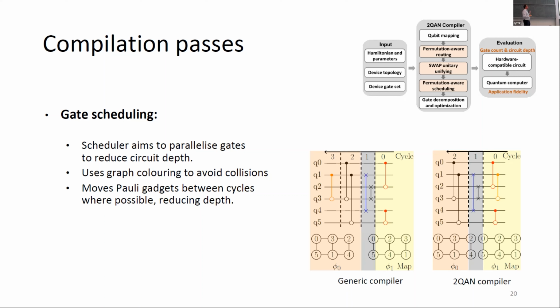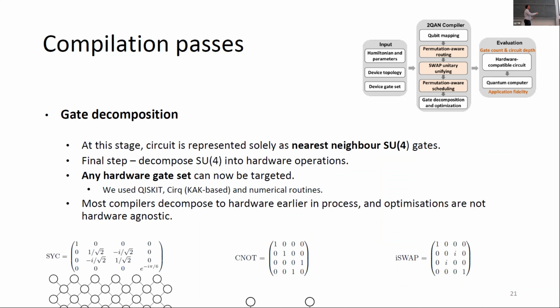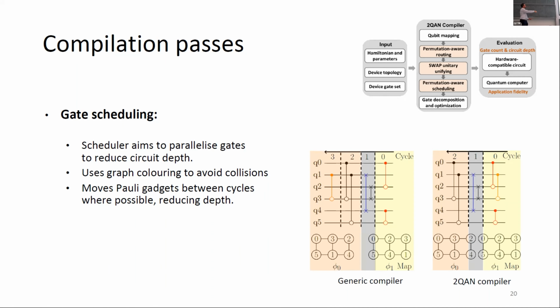In each one of these mapping slices, the scheduling, this parallelization, is done individually. But again, we have the freedom to move gadgets between cycles to reduce the depth where we can. By working backwards, starting with the end of the circuit and moving backwards in time, we're making the decisions in the opposite order to the way they were made in the first round, and that allows us to improve the depth somewhat further.